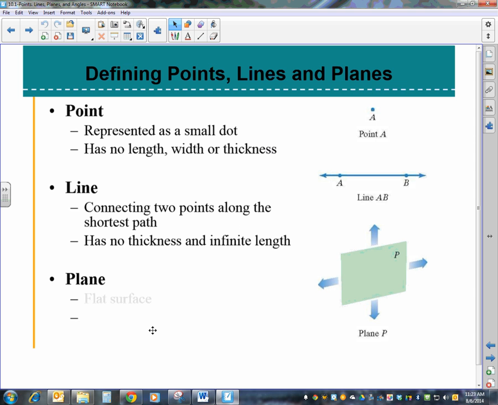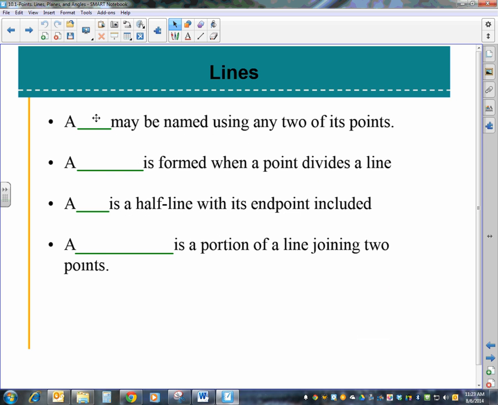Okay? A plane is a flat surface and has no thickness and no boundaries. It just extends forever in all directions. Then we have, to remind you, a line may be named using any two of its points. A half line is formed when a point divides a line. A ray is a half line with its endpoint included. And then we have a line segment, and that's a portion of a line. So a line goes on forever and ever. A line segment is one that has endpoints.